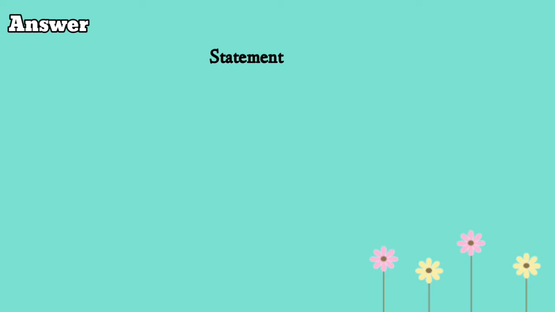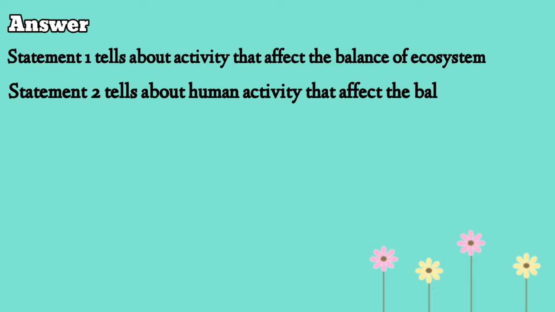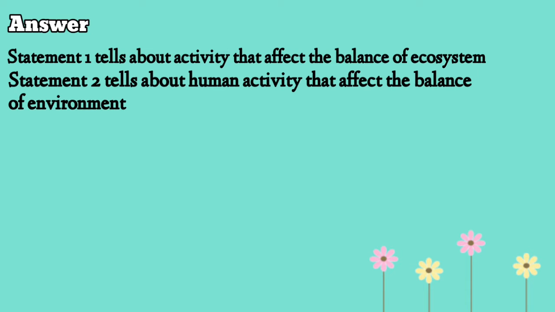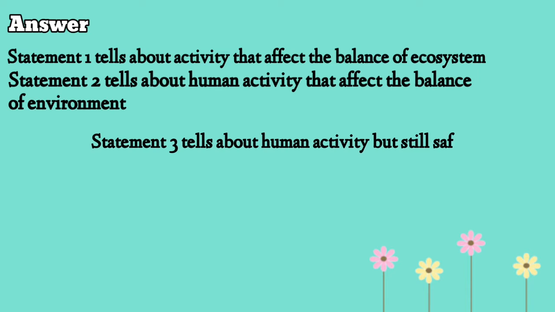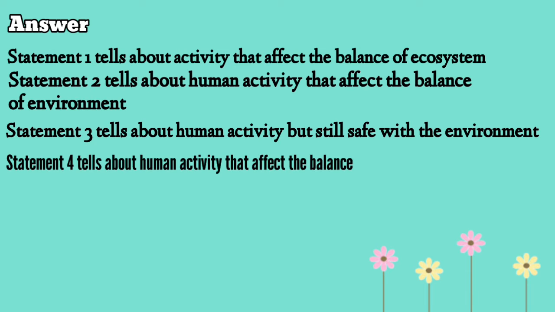It's time to discuss the answer. Statement 1 tells about an activity that affects the balance of the ecosystem. Statement 2 tells about human activity that affects the balance of the environment. Statement 3 tells about human activity but still safe for the environment. Statement 4 tells about human activity that affects the balance of the ecosystem or environment.